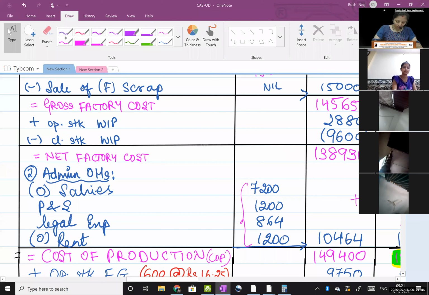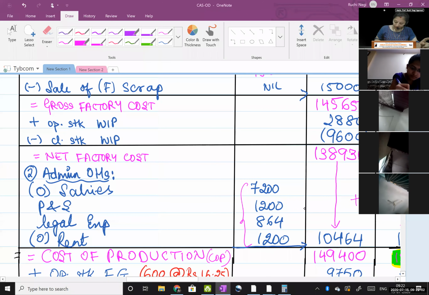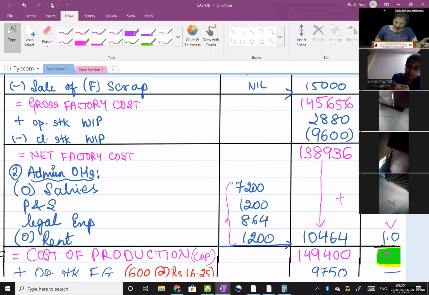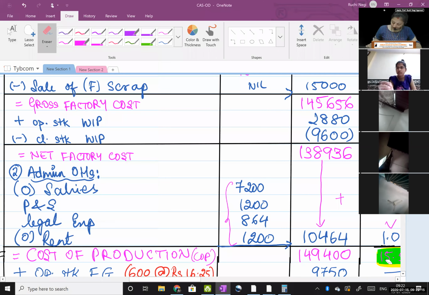Then what next? Once you take the total in the outer column, we have to total the outer column also, but with the previous total. Okay. So 10,464 my admin overheads. Add to this my net factory cost 1,38,936. So the answer is 1,49,400.